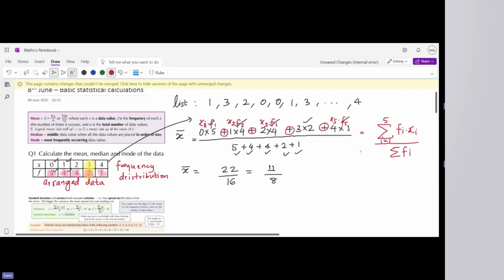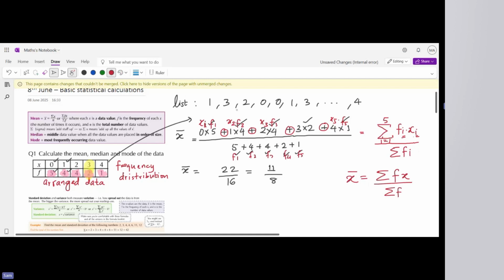Now what is sigma fi? These are your frequencies f1 plus f2 plus f3 plus f4 and f5. In short, we don't have to write this i every single time. This is just a counting mechanism. So in general, we write x bar is sigma fx over sigma f.